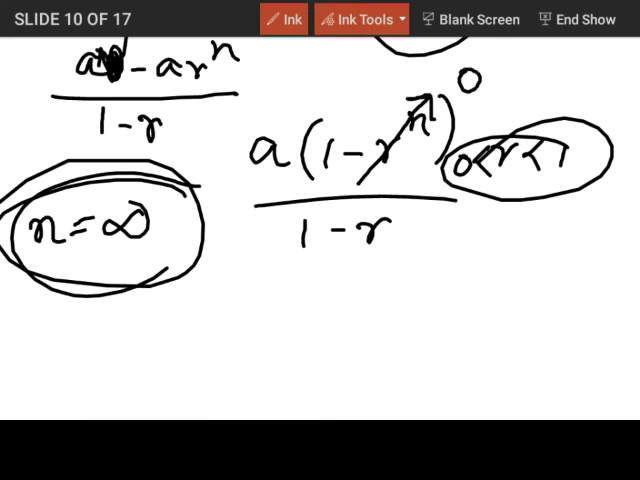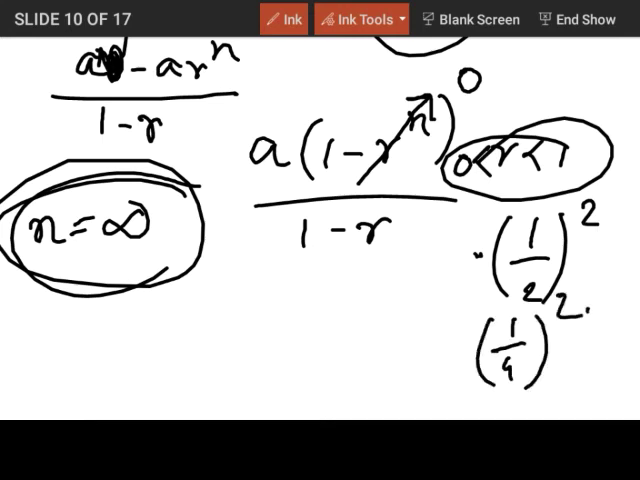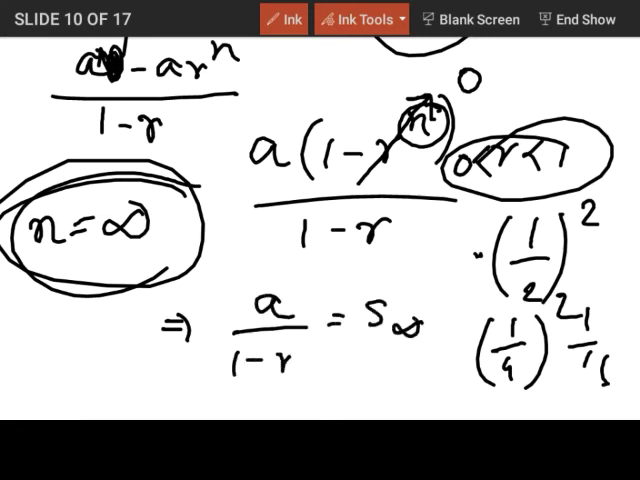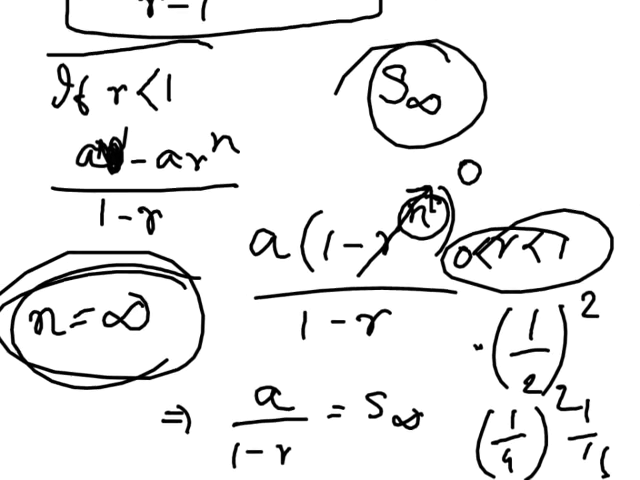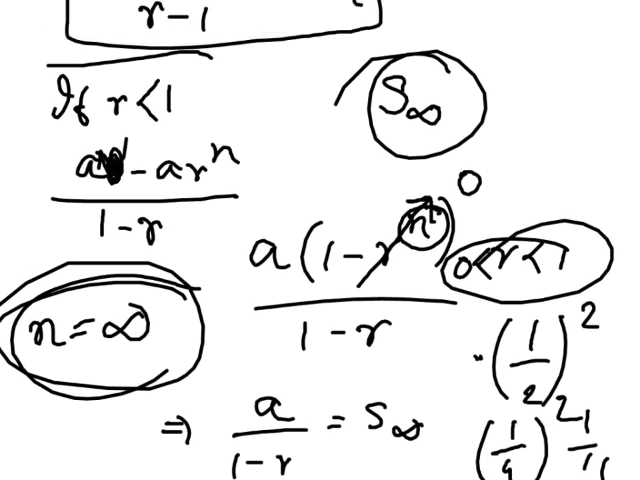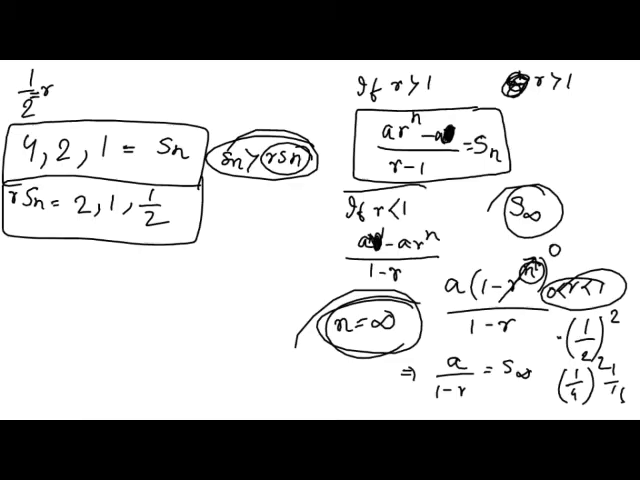is like 0. It tends to 0. So since r is between, say, half, if I square it, 1 by 4, if I then again square it, 1 by 16, so see, it is decreasing and decreasing and decreasing, and now we are considering that the power is infinity, so it will be decreased so much, then we can consider it as 0. So if this is 0, this remains as a upon 1 minus r is equal to s infinity. Okay, remember this condition, that if r is less than 1, it has to be greater than 0.